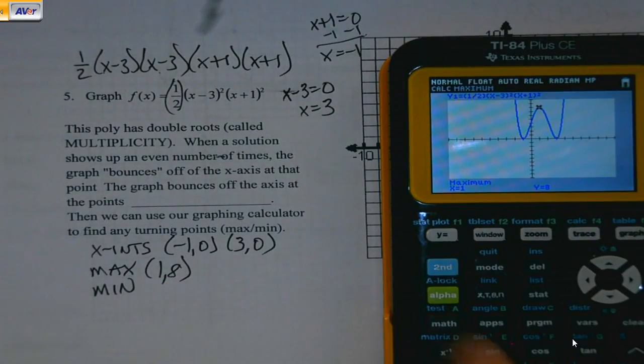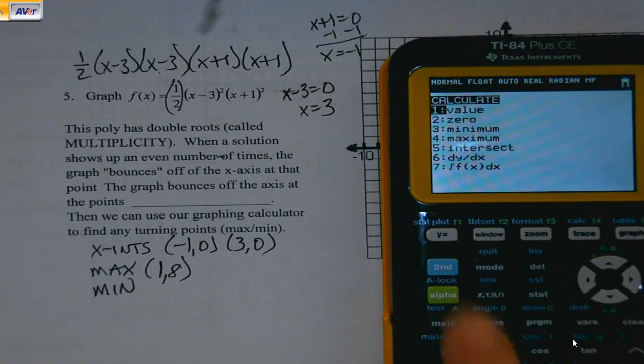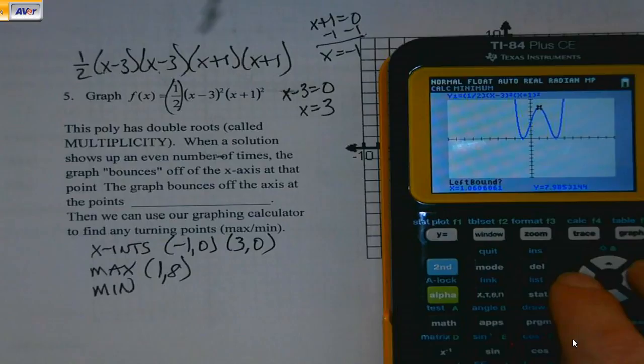And now I've got my two mins to do. Same table. Second trace. Keep going to that menu. Minimum. Down to the bottom of the valley we go.